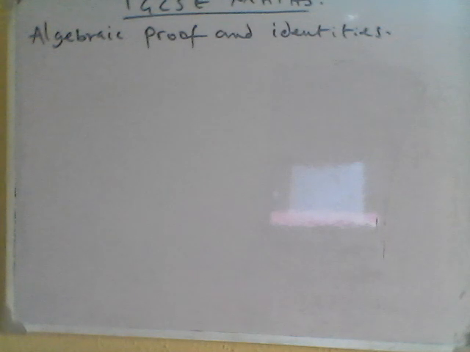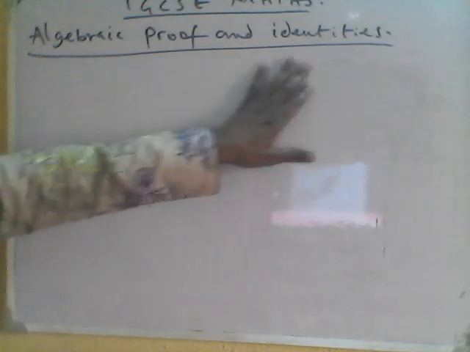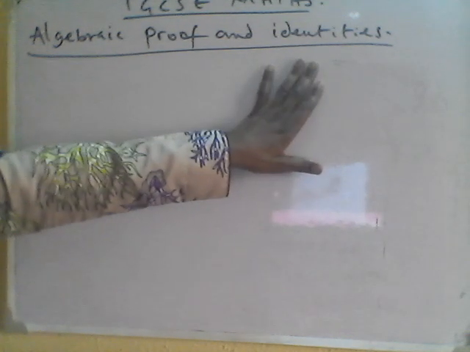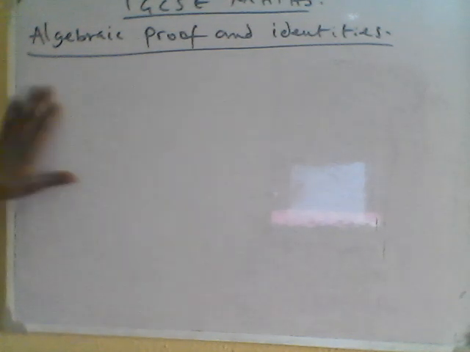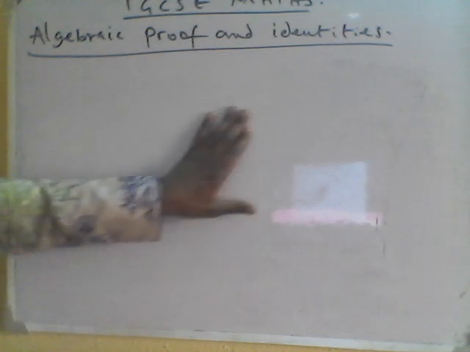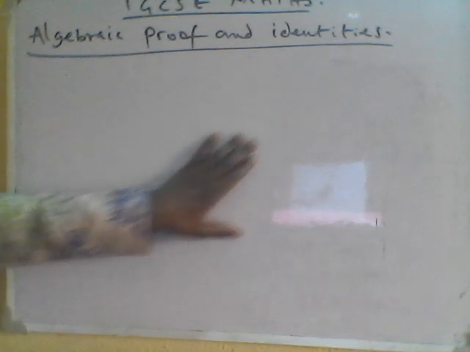So today we're looking at IGCSE Maths. The topic for this video is Algebraic Proofs and Identities. So we are looking at basic proofs and identity recognition. At the end of this class, we're going to be understanding what an identity is and how it differs from an equation.